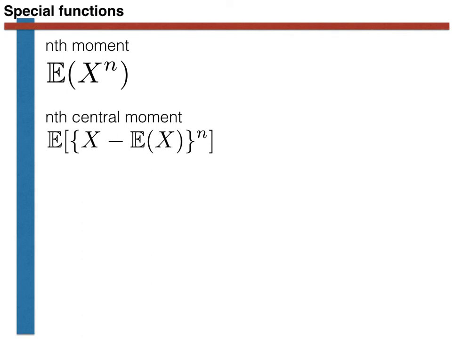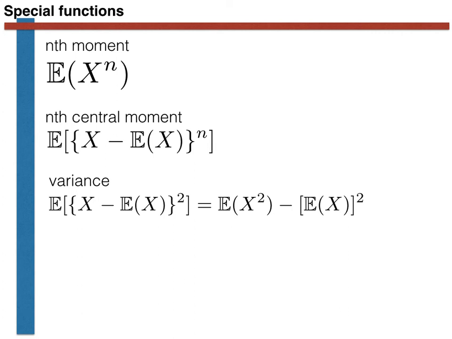The second central moment is a particularly important example of an nth central moment, and it is known as the variance. It is relatively easy to show, I will leave it as an exercise, that the variance can be calculated in either of the two ways shown here.